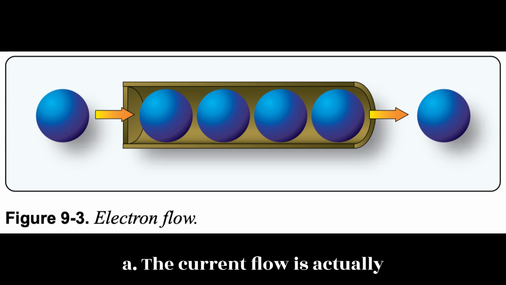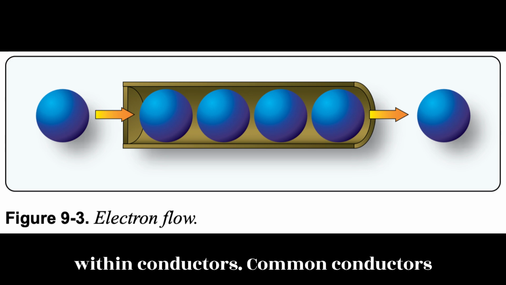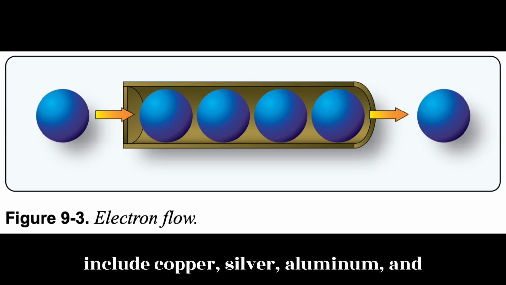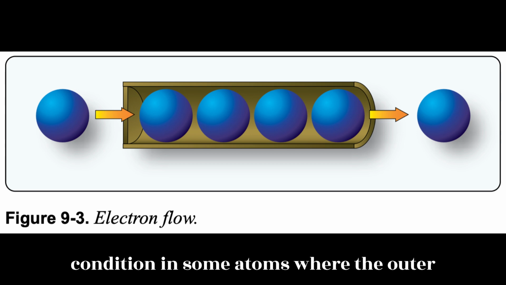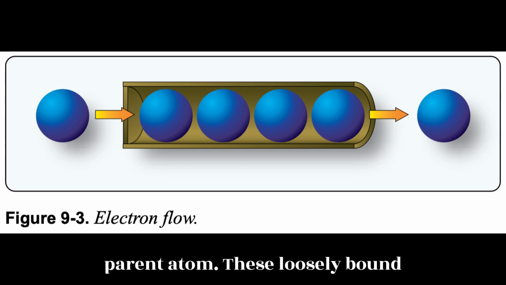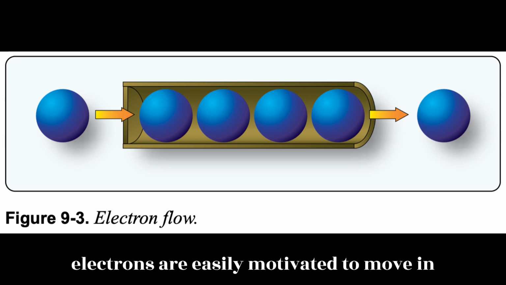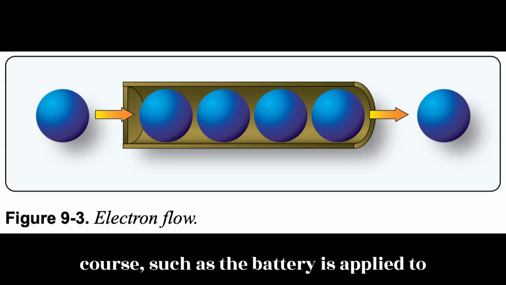The current flow is actually the movement of the free electrons found within conductors. Common conductors include copper, silver, aluminum, and gold. The term free electron describes a condition in some atoms where the outer electrons are loosely bound to their parent atom. These loosely bound electrons are easily motivated to move in a given direction when an external source, such as a battery, is applied to the circuit.